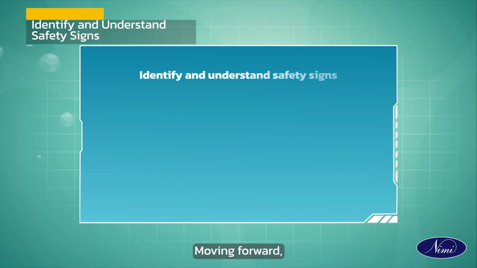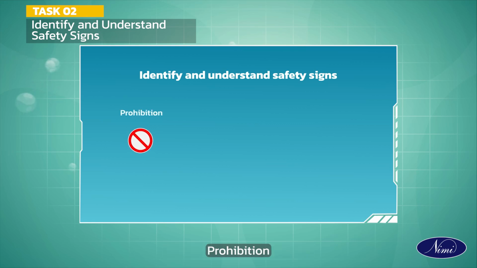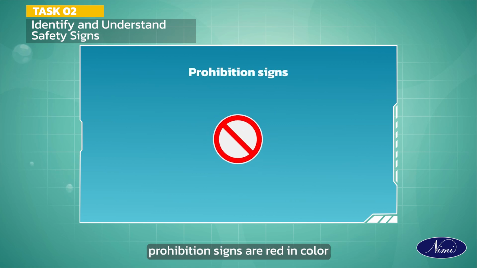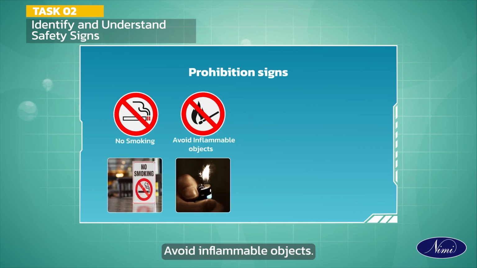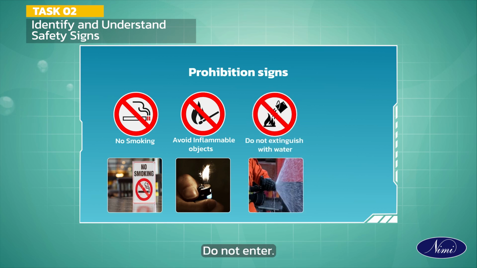Moving forward, let us identify and understand safety signs that fall into one of the four categories: prohibition, warning, mandatory, and emergency. Prohibition signs are red in color and used to prevent certain activities in certain situations. Here are some examples: no smoking, avoid inflammable objects, do not extinguish with water, do not enter.